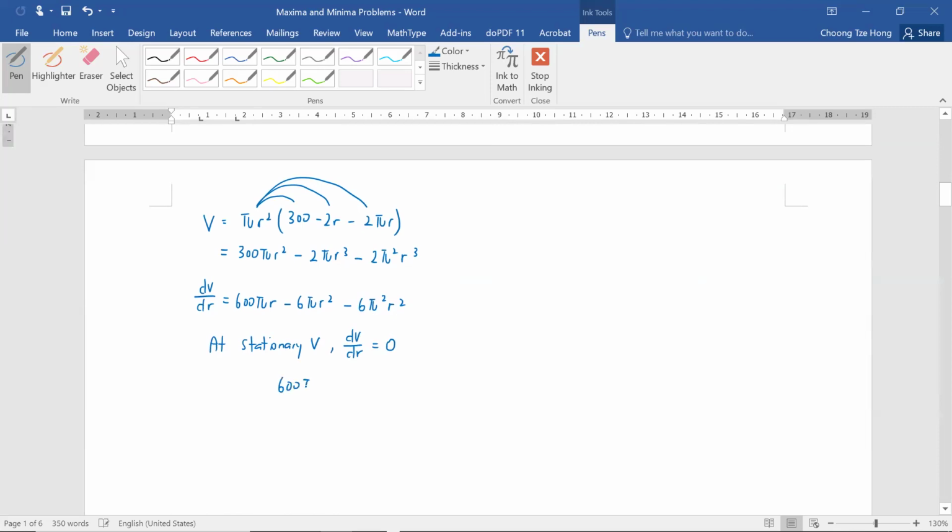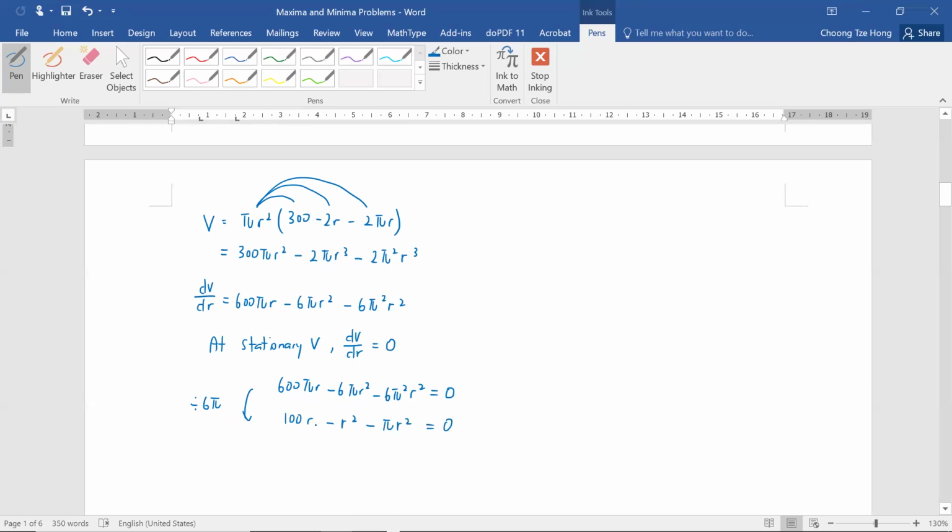So 600 pi r minus 6 pi r square minus 6 pi square r square equals 0. Over here we can see that there's a lot of 6, so we can actually divide throughout by 6. There's also a common factor of pi, so we can divide by 6 pi. This one will just become 100 r, and this just becomes r square, and this becomes pi r squared equals 0.